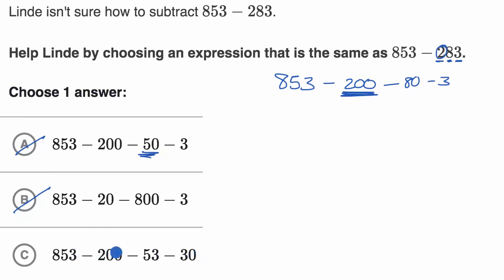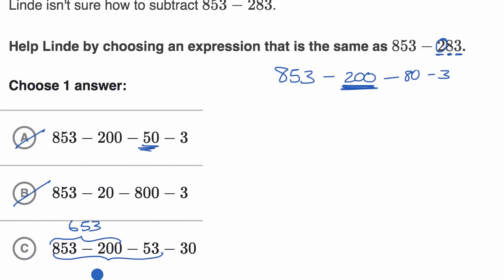Now you might be wondering, why would they even do it this way? Well, it's easier to do in your head. 853 minus 200 is 653. You take away 53 from that, and you're going to be left with 600. And then 600 minus 30. You might recognize that. You could view this as 60 tens minus 3 tens. That's going to be 57 tens. Or you might be able to do it in your head. 600 minus 30 is 570. So that's why they broke up the 83. Instead of just breaking it up into 80 and 3, they broke it up into 53 and 30 to match this 53 over here. And so it was easier to work out the result.